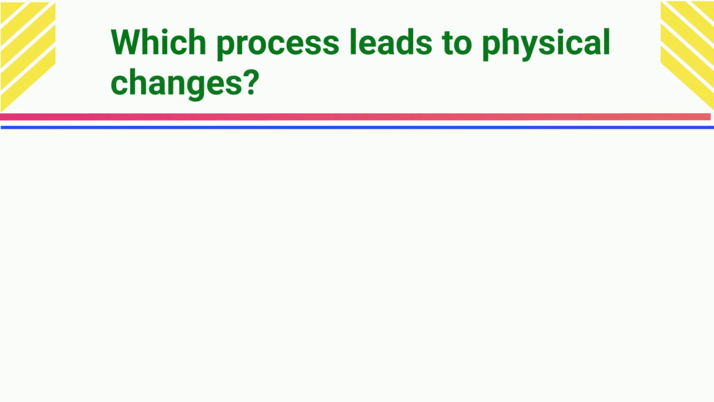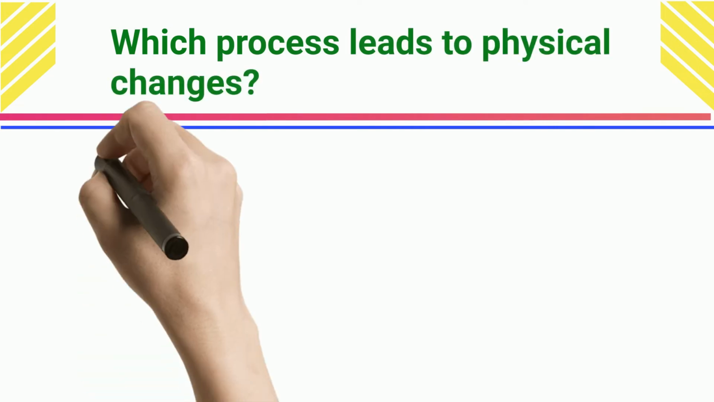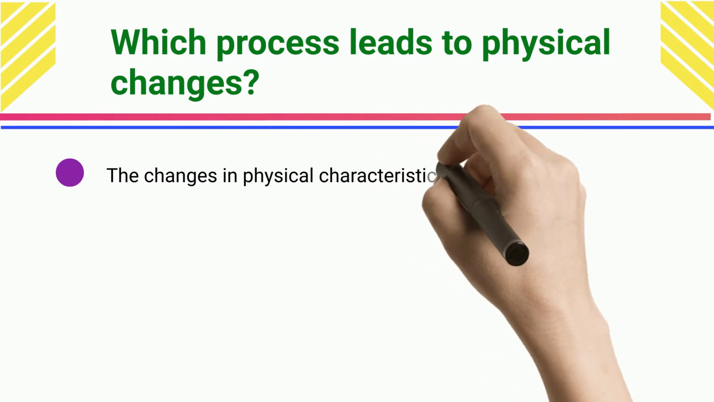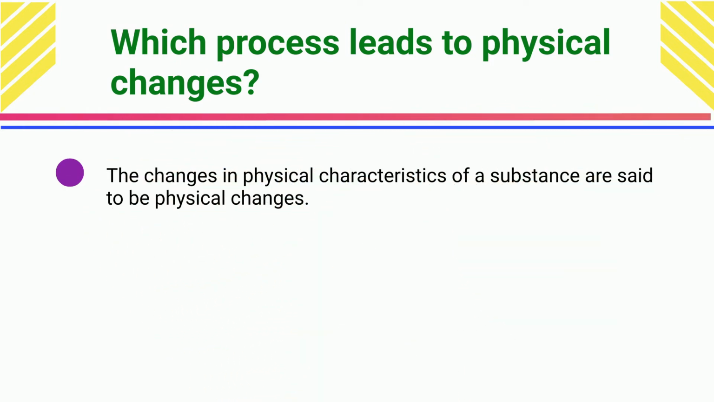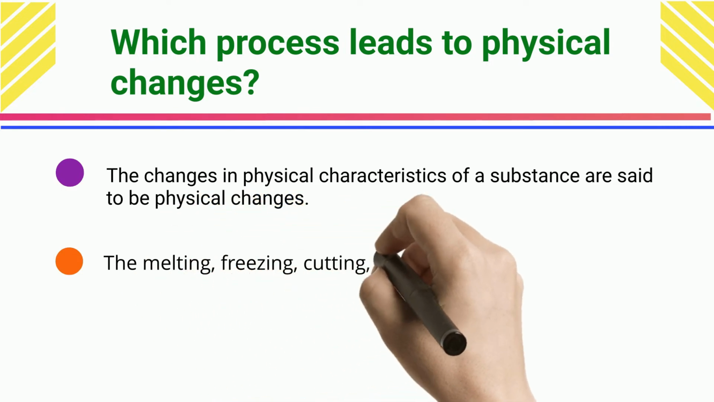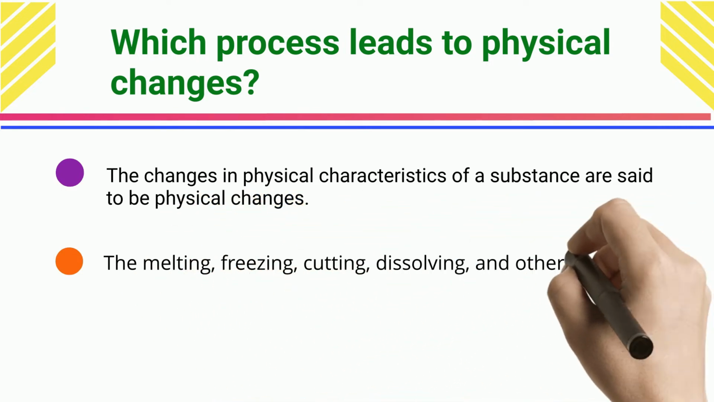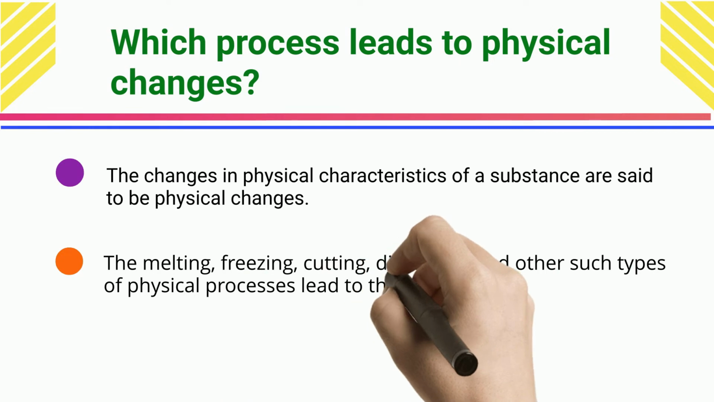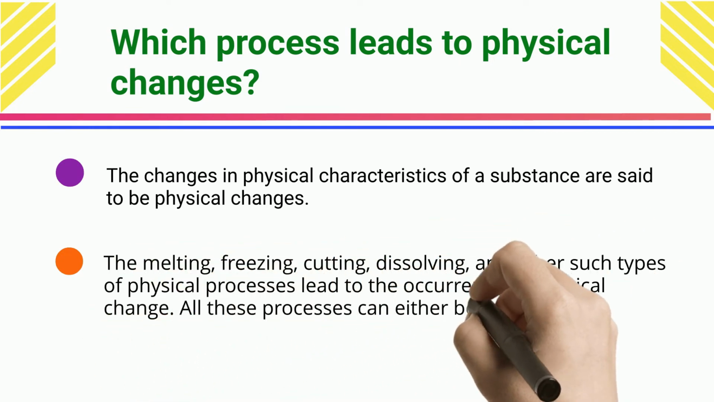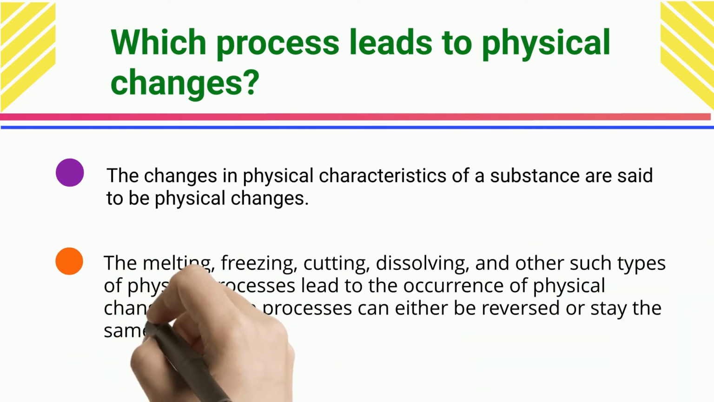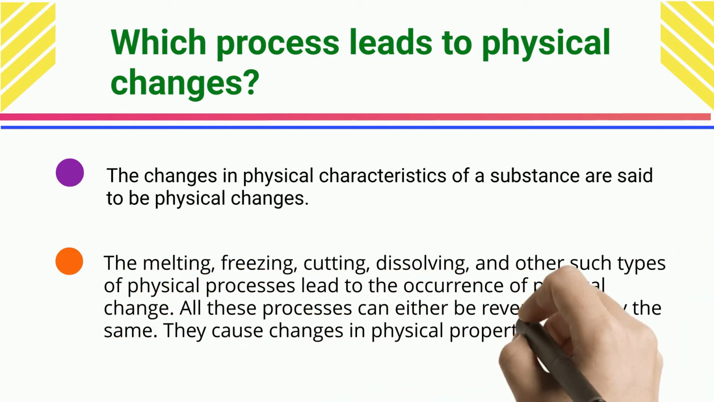Which process leads to physical changes? The changes in physical characteristics of a substance are said to be physical changes. Melting, freezing, cutting, dissolving, and other such physical processes lead to the occurrence of physical change. All these processes can either be reversed or stay the same. They cause changes in physical properties.